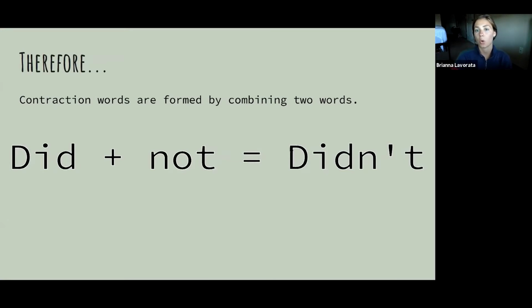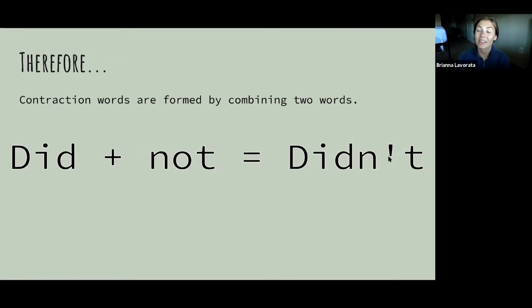So we have did plus not equals didn't, okay? So we always keep the first part of the word the same. So we have did here. Okay, we would write out did. We have replaced not with n't, and we represent not by the N and an apostrophe T: didn't.